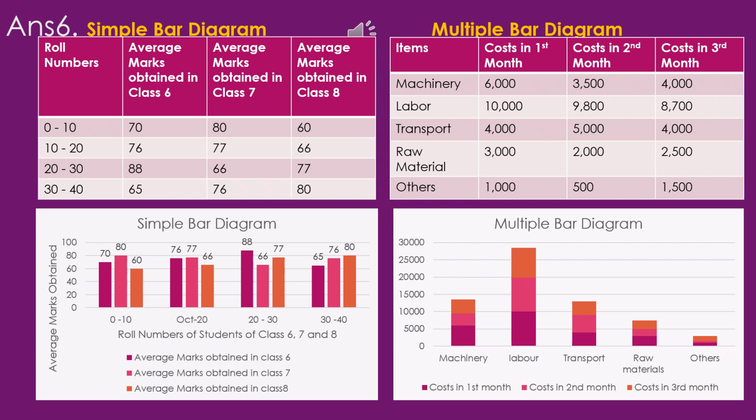So in one bar or in one stack we get the different costs in the first month, second month and third month. Dark pink again represents the first month cost, the light pink represents the second month cost, and the orange represents the cost in the third month for the different inputs, which are machinery, labor, transport, raw material and others. So in this way we present the simple bar diagram and the multiple bar diagram.